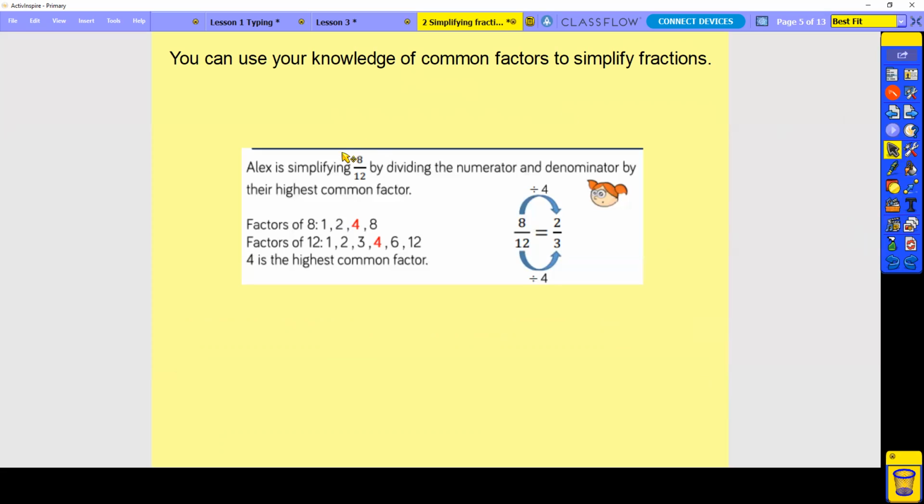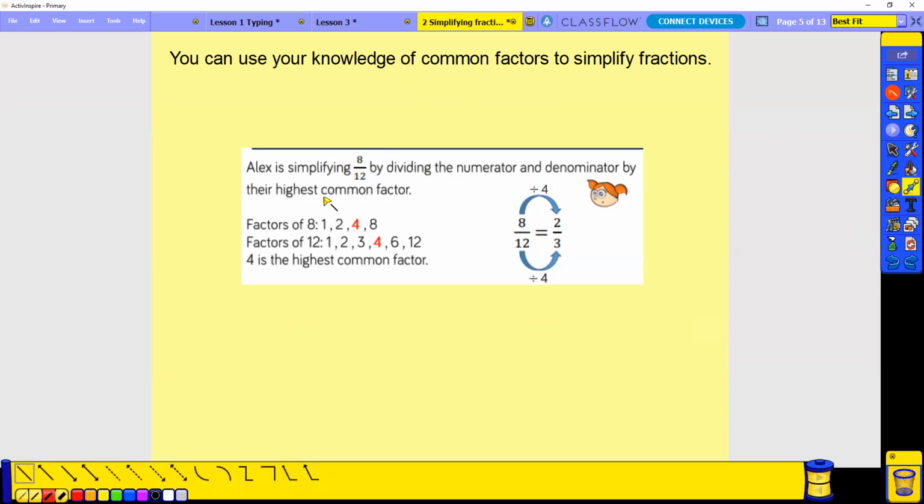So Alex is simplifying here 8/12 by dividing the numerator and denominator by the highest common factor. So remember, a common factor is a number that is a factor of both. So we're looking for a number that is a factor of both 12 and 8. Okay, so if you're thinking of factors of both of these.